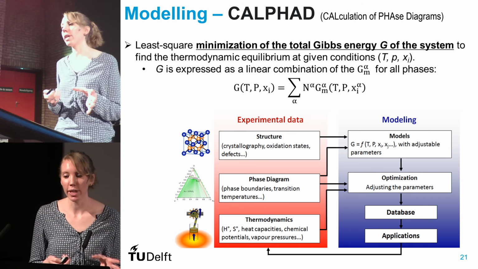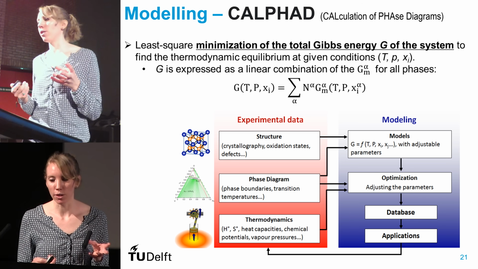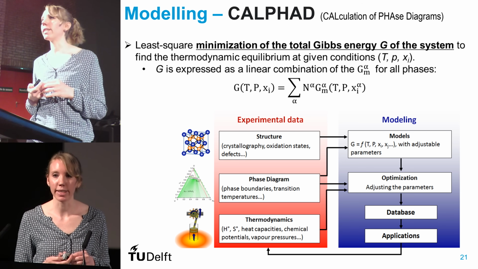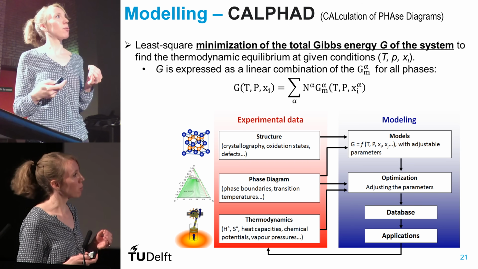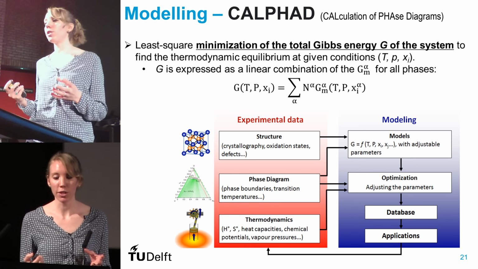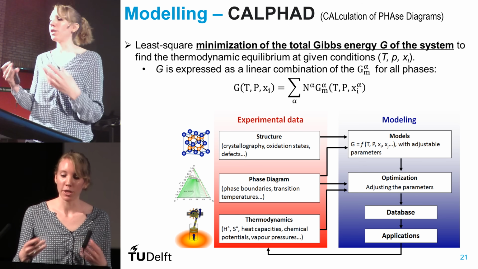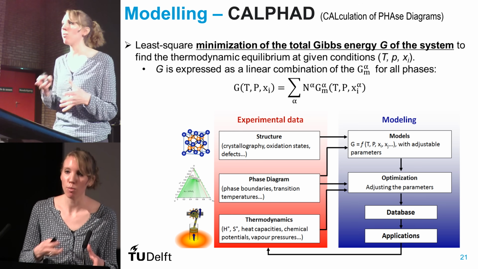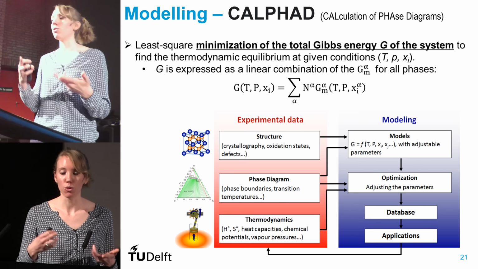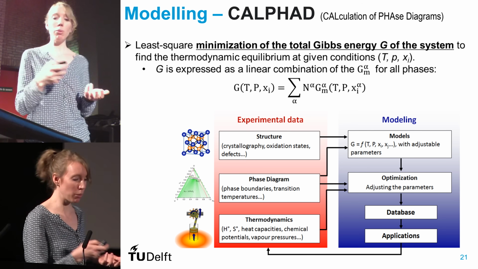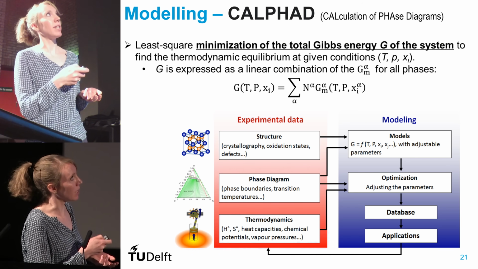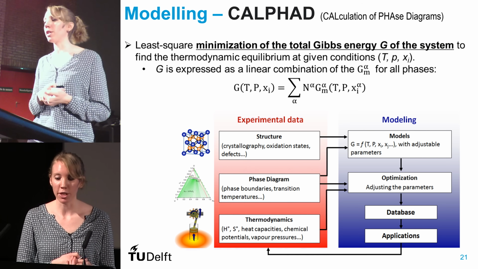For this, we use the CALPHAD method, which is an acronym for calculation of phase diagram. What we do is that we express the Gibbs energy of the system with the Gibbs energy of all phases in the system, solid solutions, liquid, and we make a least square minimization of this total Gibbs energy.